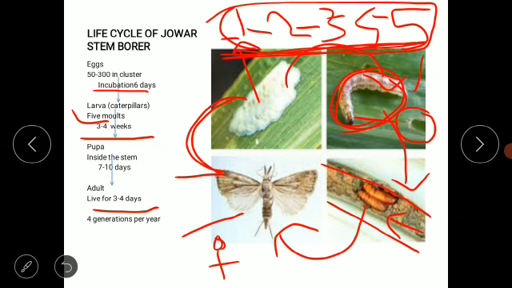So the cycle remains continuous. Again the female lays eggs. After that, eggs develop into larva, develop into pupa, and then again the pupa develops into the adult. So this is known as the life cycle. The same procedure repeats, and that is why we call it the life cycle.